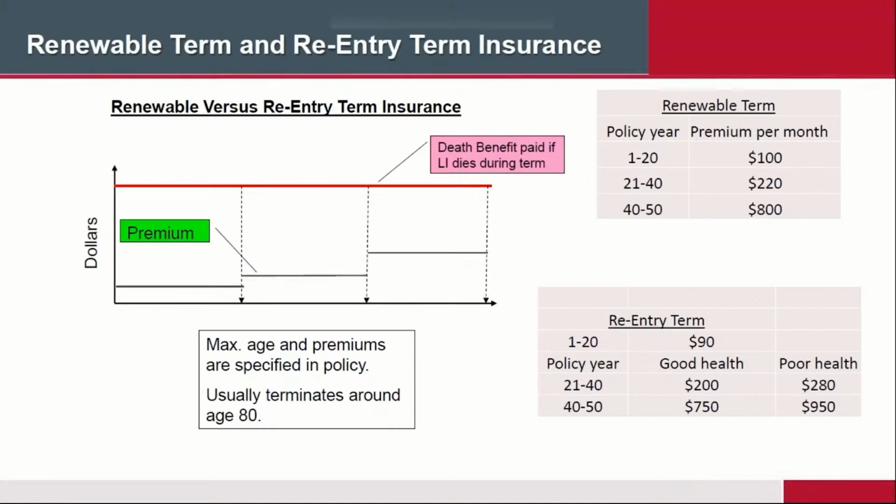So there's two kinds of renewable terms. The ones that are fully guaranteed, no questions asked, automatically renews, and re-entry term where you do have that option. So once again, you have to look at the insurance company that you're dealing with to see which is a better route for your client.